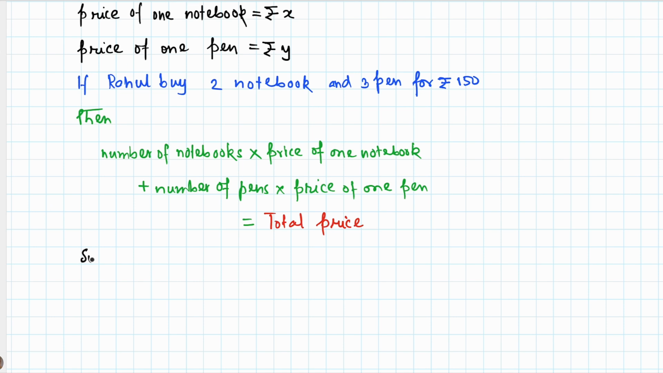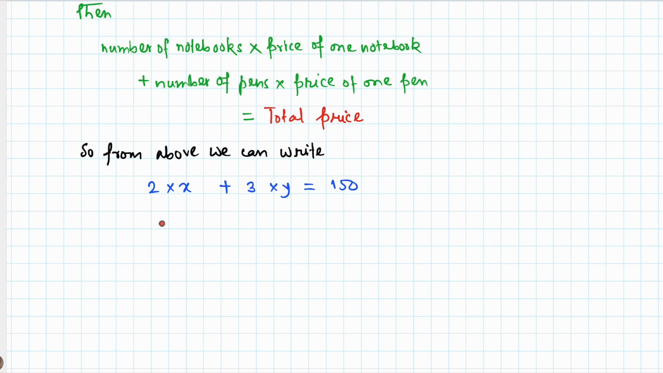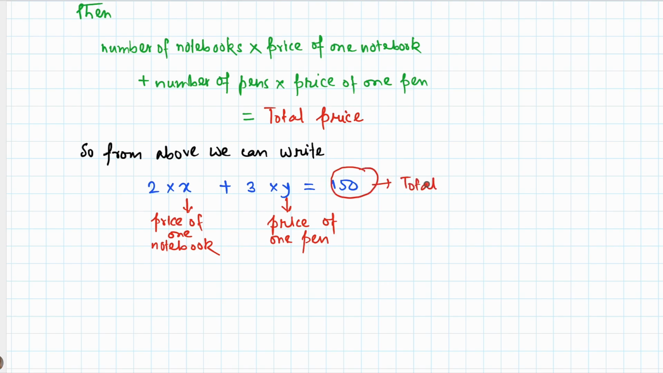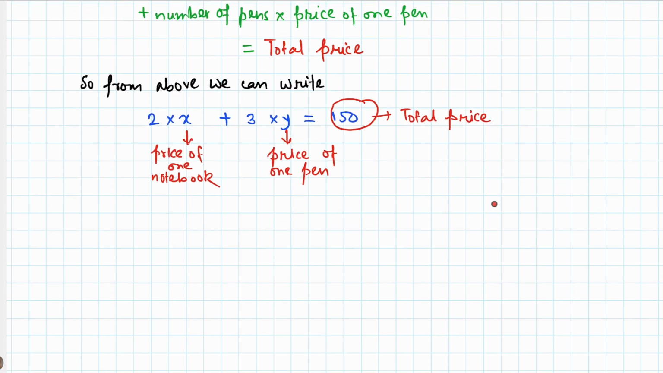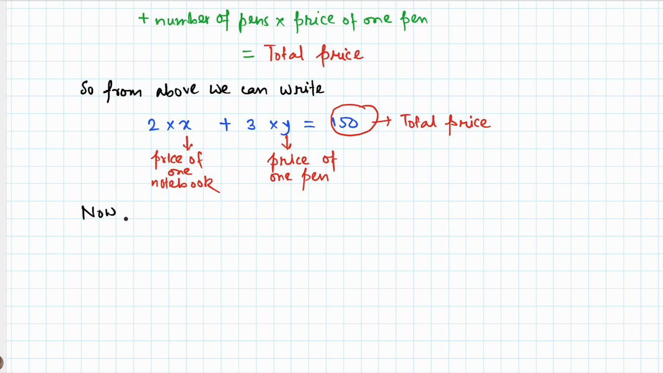So now if I frame this equation, what we can write: 2 times X plus 3 times Y equal to 150. This is the total price. So this is how we will frame the equation. This X is price of one notebook and Y is price of one pen. So this is easy, and this is the total price of the two items purchased together.